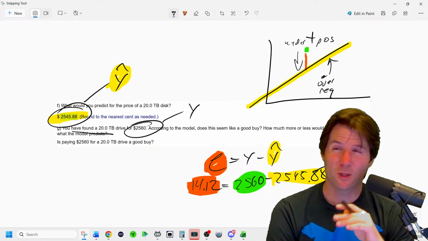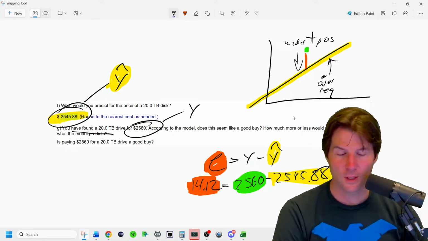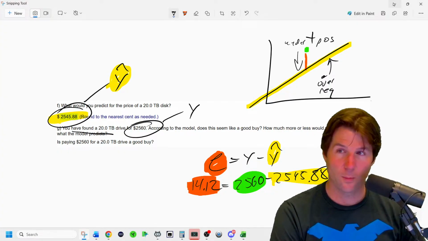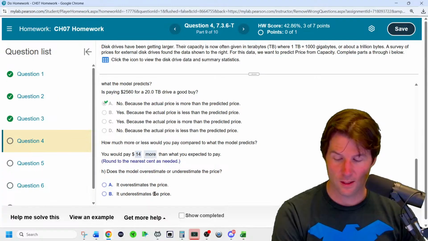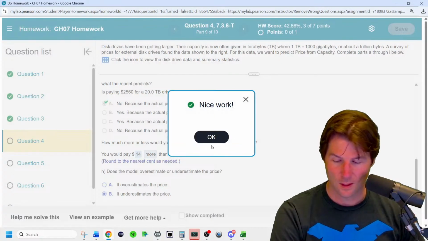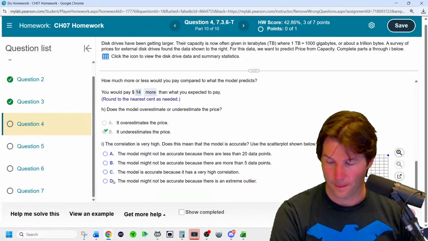I wouldn't memorize that. I would try to do it visually. I would try to draw it out. So negative residual, overestimated; positive residual, underestimated. So the model is underestimating the price. Oh, that's got it right there. That was a tricky one.